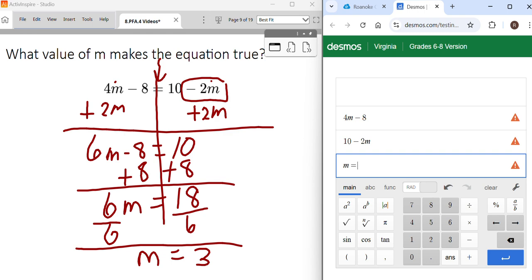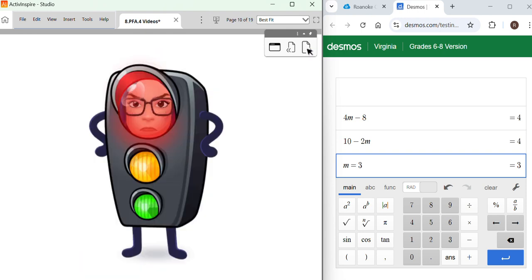So let's check and see if I solved that correctly. When I check m equals 3 in Desmos, it makes both sides of the equation exactly the same, and that's what we're looking to do. So let's go on to the next one. Well, looks like that's it for this one.